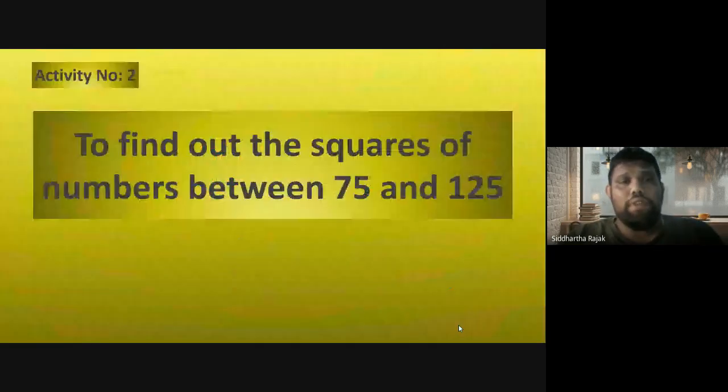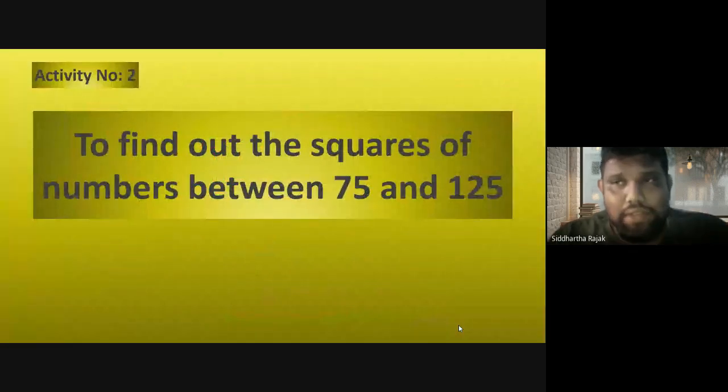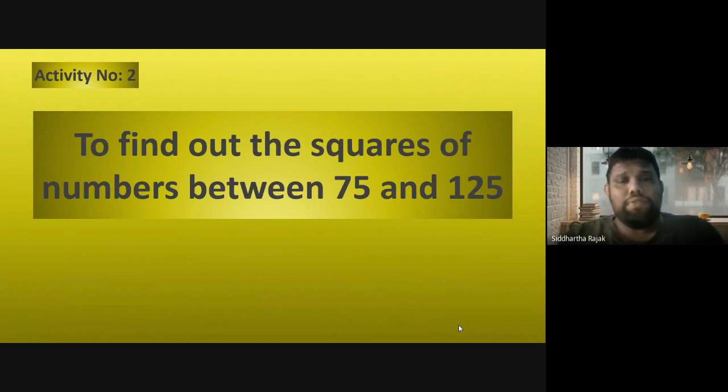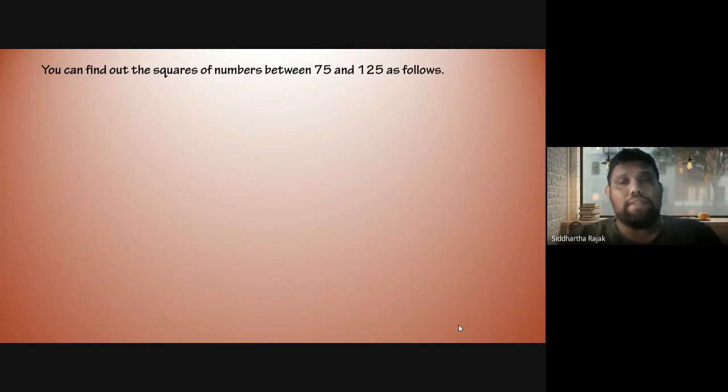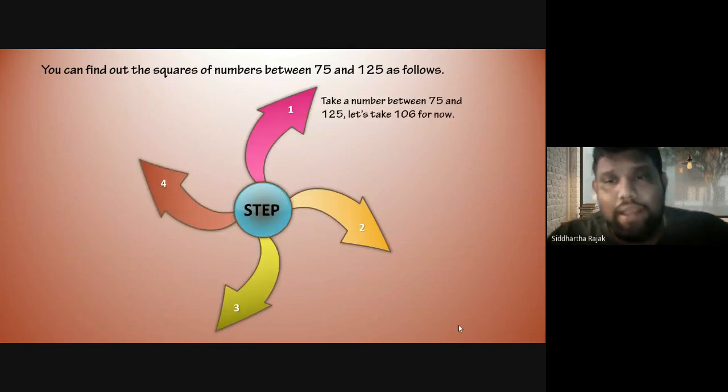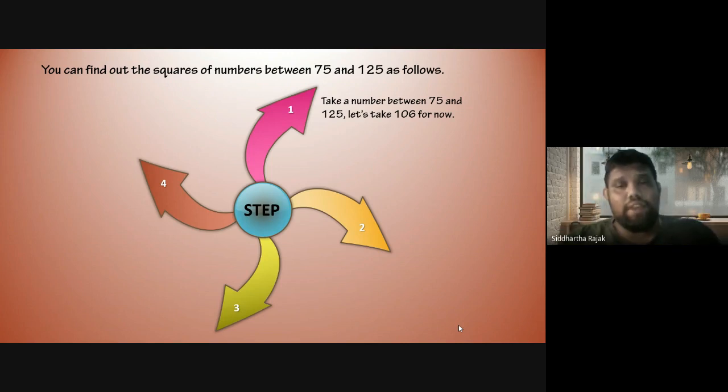So moving on to the second activity, or let's say the second thing on my slide: to find out the squares of numbers between 75 and 125. Previously, I talked about how to find squares of numbers between 25 and 75. But now, how can we find out the square of numbers between 75 and 125? So again, let's choose a number. Let's say 106 for now. It's a three-digit number, and we need to find the square of this.